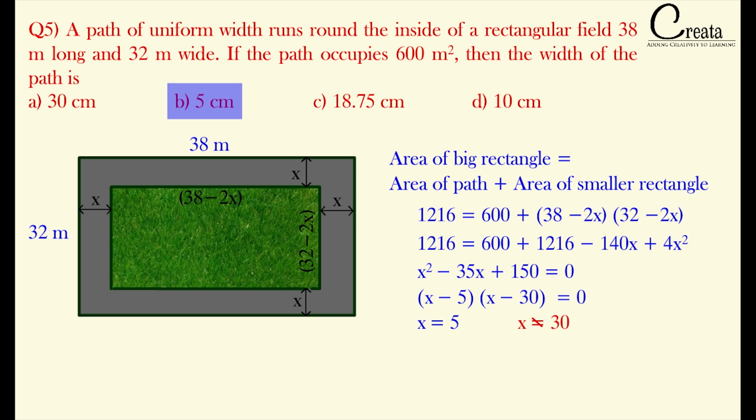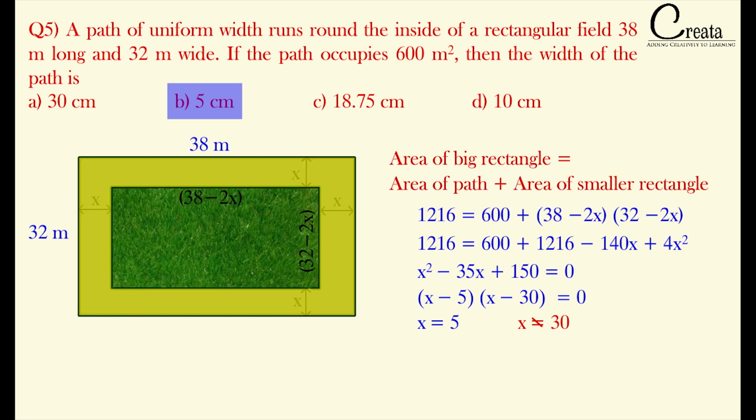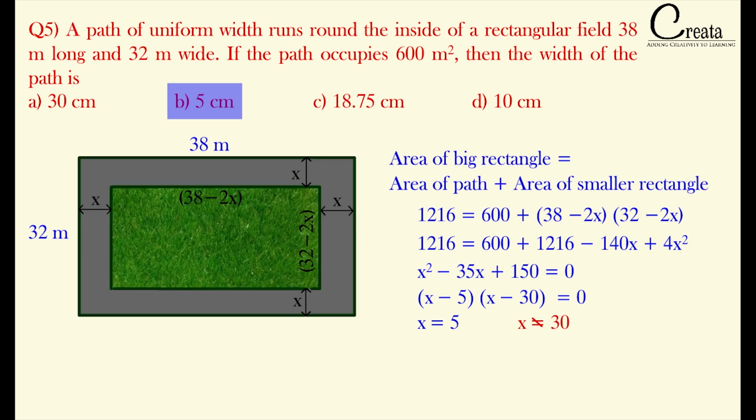So let's see the fundamental that we have used to solve this question. The fundamental is that the area of this rectangular field is equal to the area of this uniform path plus the area of this inside rectangle. So based on this fundamental, the basic formula of the rectangle, that is area of the rectangle is equal to length into width, and some basic algebra, we have solved this question. Okay, got it? Let's move to the next question.